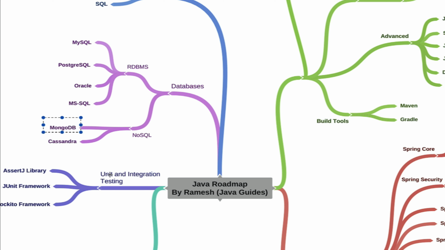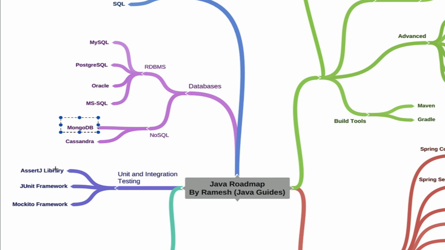So in order to perform unit testing and integration testing, you need to use libraries and frameworks, right? So we have AssertJ library, JUnit framework, Mockito. So these are the frameworks and libraries that we can use to perform unit and integration testing in Java projects. For example, in order to write the unit test in Java, we should use the JUnit framework, because JUnit framework is the de facto standard to write the unit test cases in Java.